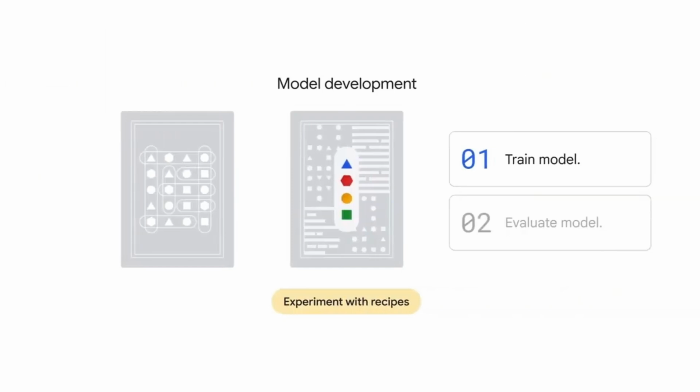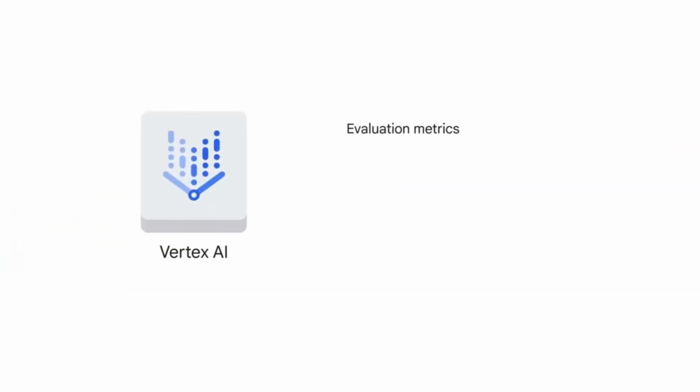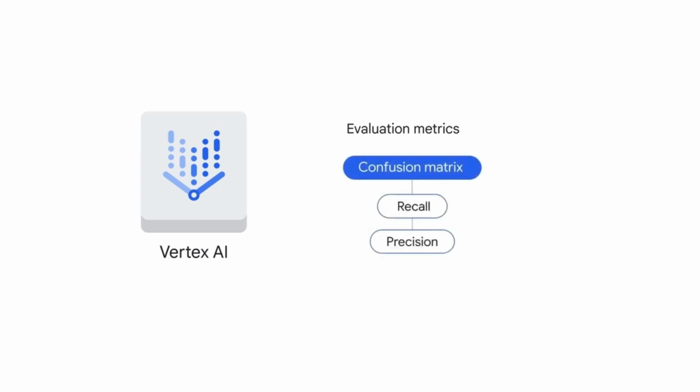While you're experimenting with a recipe, you need to keep tasting it to ensure that it meets expectations. This is the evaluation portion of the model development stage. Vertex AI provides extensive evaluation metrics to help determine a model's performance. Let's focus on the metrics of recall and precision when evaluating the performance of classification models. To do this, you'll use a confusion matrix.